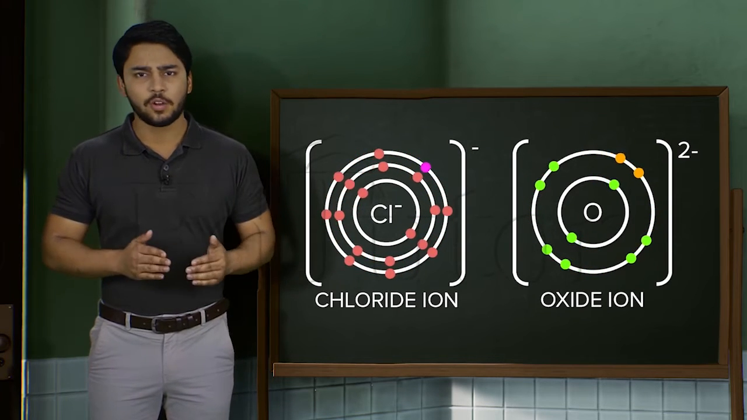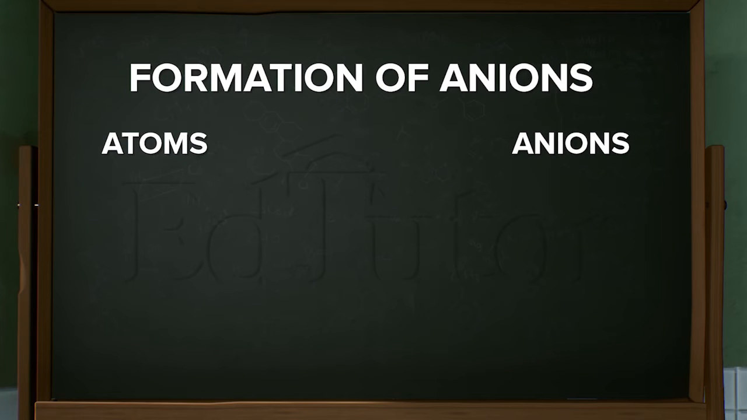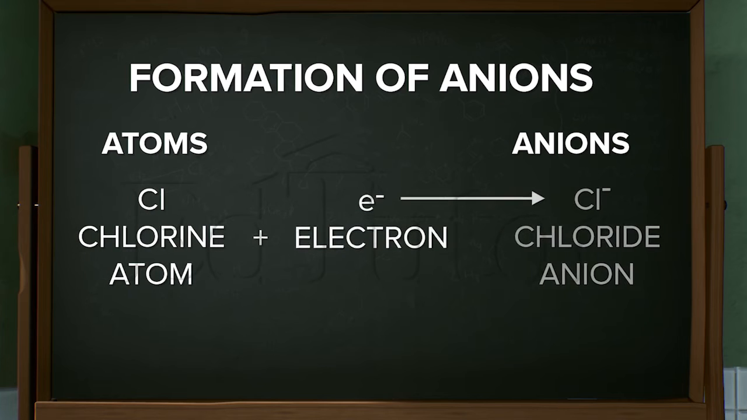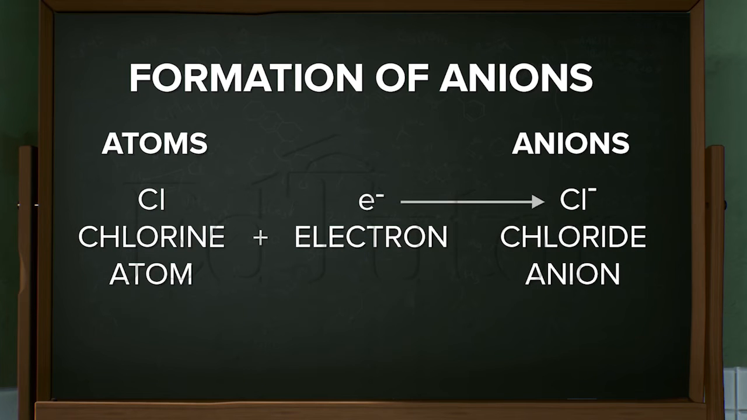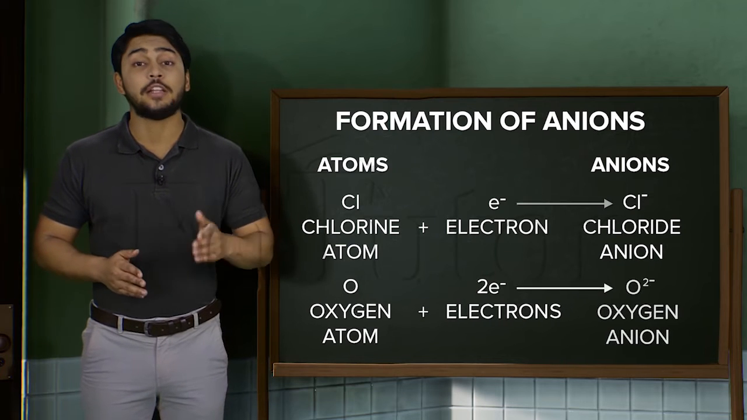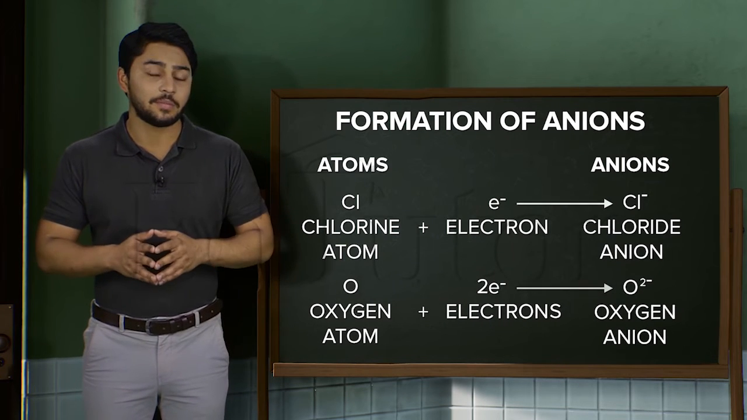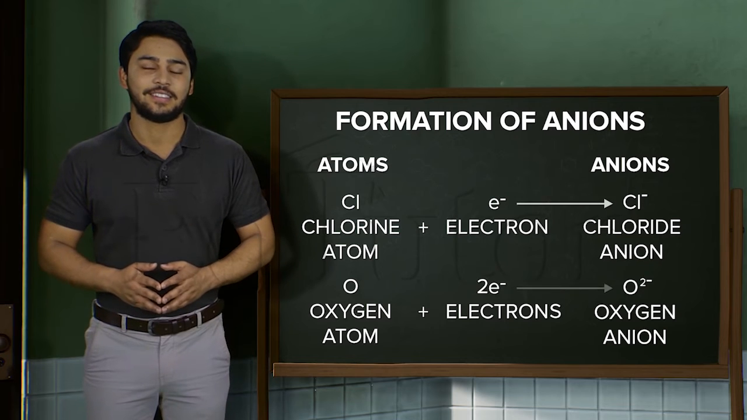Now, let's have a look at the equation about anions and their formation. When a chlorine atom gains 1 electron, it becomes a chloride ion, while when an oxygen atom gains 2 electrons, it becomes an oxide ion.